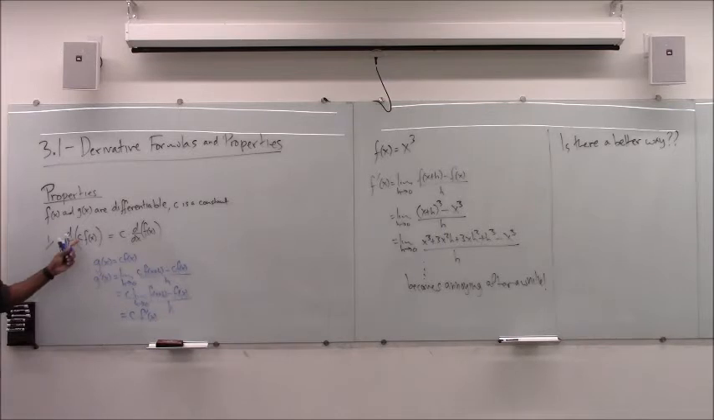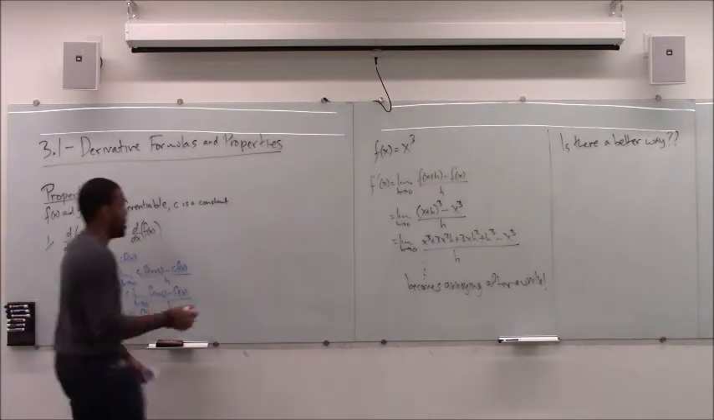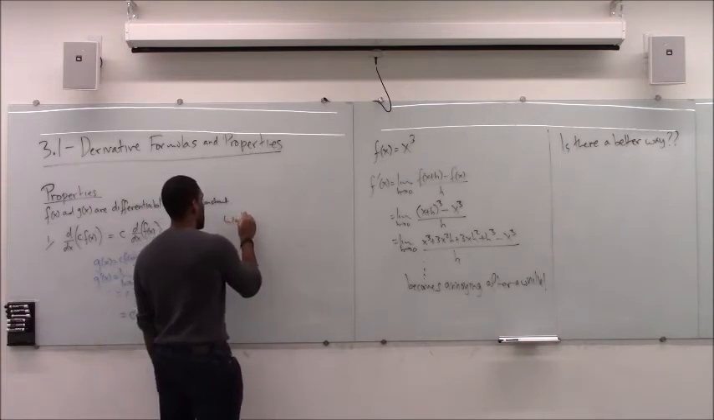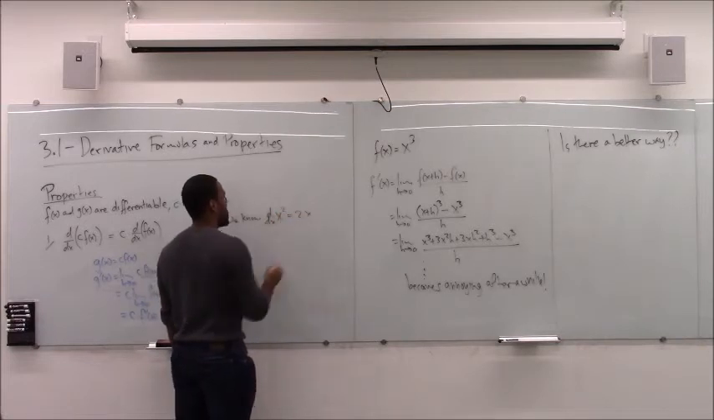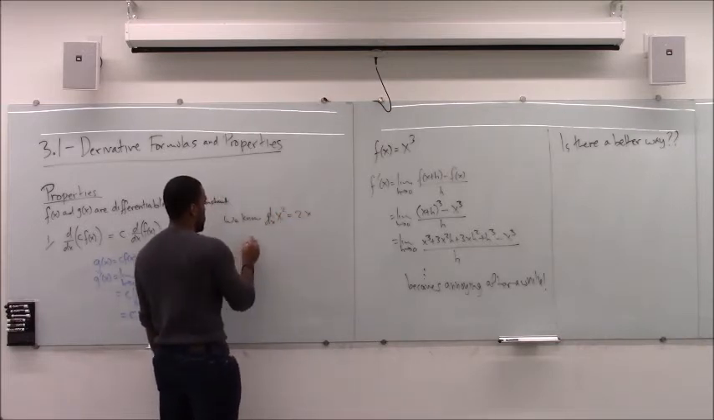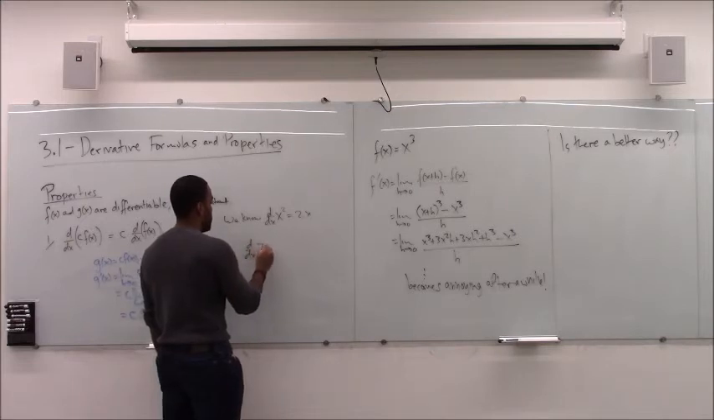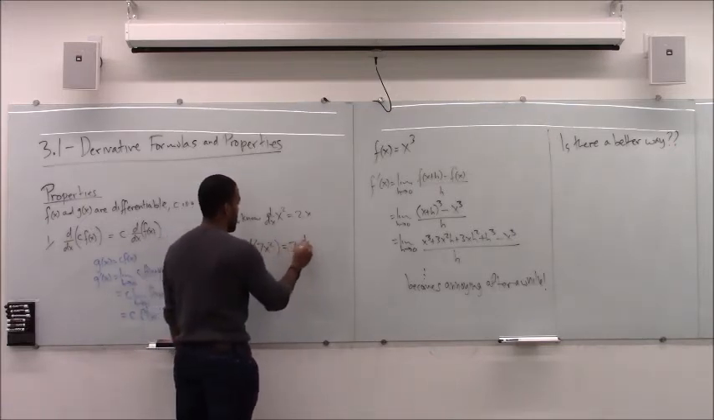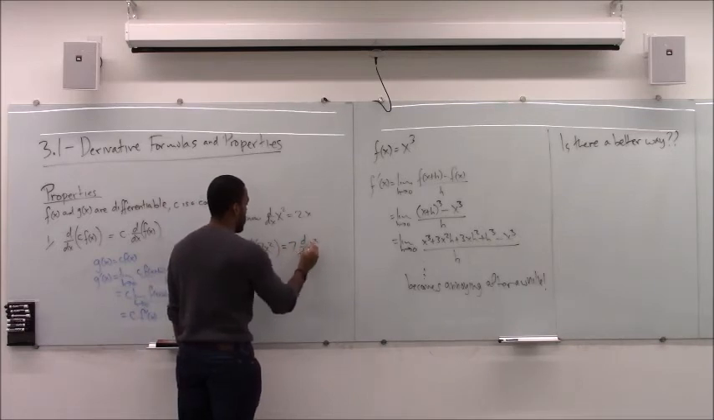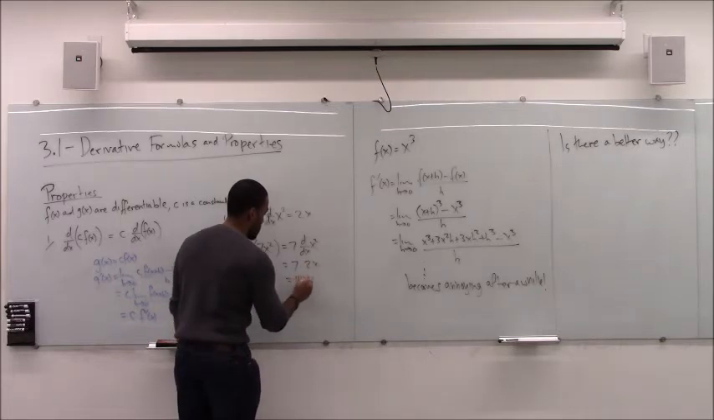So, if you have a constant times a function, you can just factor out the constant and find the derivative of the function. For example, we know, because we derived it last time, that the derivative of x squared is 2x. So if someone asks you what is the derivative of 7x squared, that's just going to be 7 times the derivative of x squared. So that's 7 times 2x, it'll be 14x.